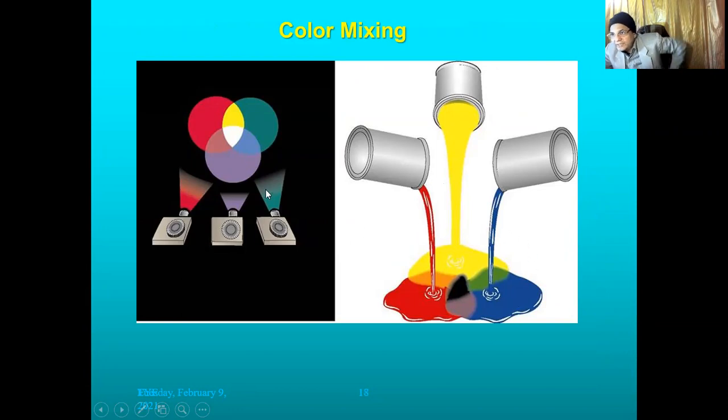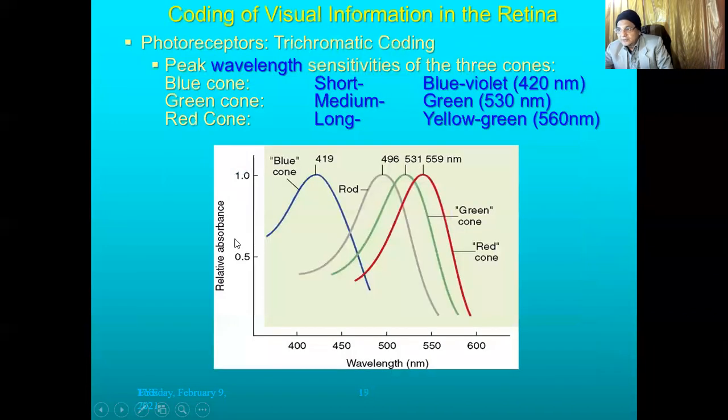So red, blue, green. These are the fundamental colors which mix all the color segments in the pigment. So these are sensitive through the cone. And another way to express this is in terms of the wavelength and the relative absorption. You see, it is the blue cone, and here it is the rod. This is the rod sensitivity.